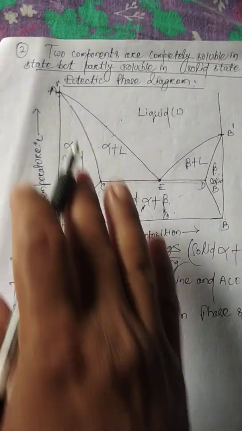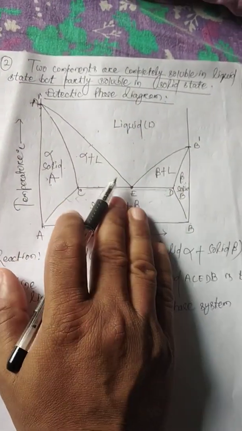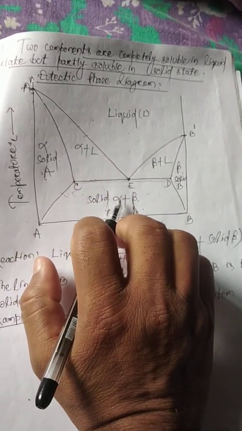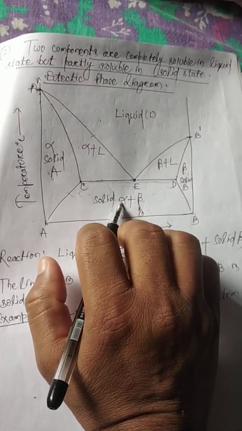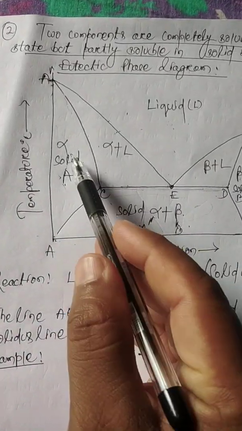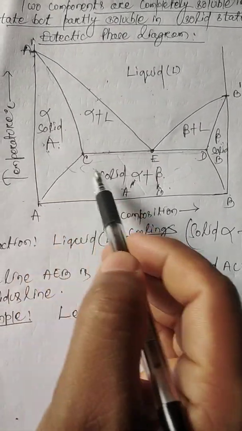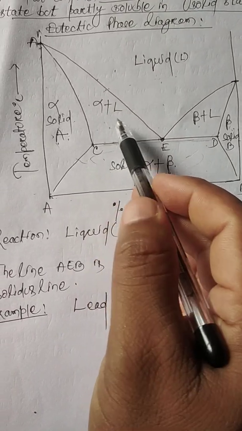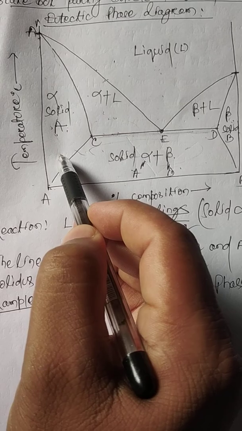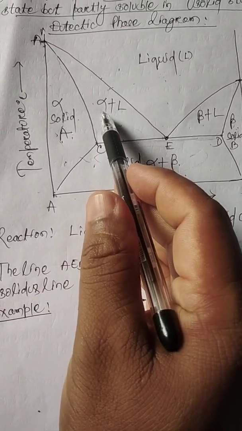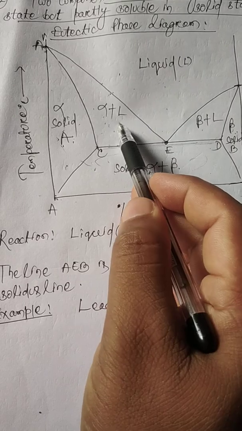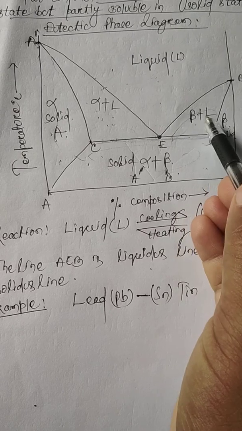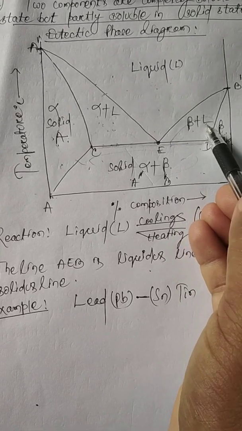Okay, so this is all about the eutectic system of type 2, where both components are soluble in the liquid state but partially soluble in the solid state. Partially soluble means this is the solid phase, this is solid, this is solid, and both these two regions are liquid plus solid. This portion is maximum alpha or solid A, so here this is alpha plus liquid, and this region is maximum solid B, so we have written beta plus L, that is liquid.